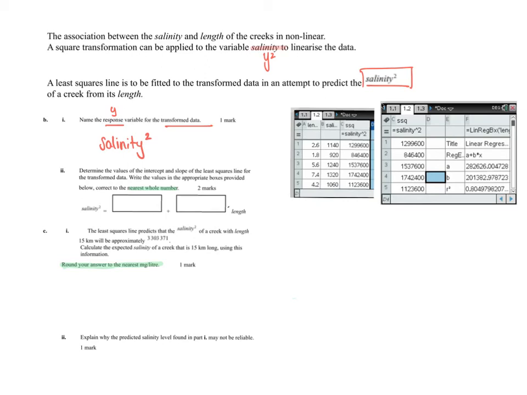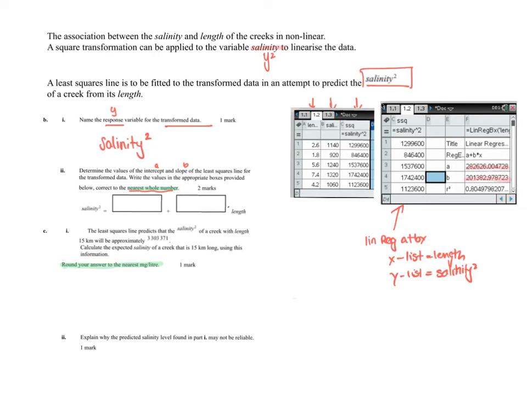Okay, so now it says determine the intercept, which is the a, and the slope, and they've said to the nearest whole number. So what I've done is I've entered in the two lists, length and salinity, and then I've created the squared list. Once we've done the squared list, we do the linear regression, a plus bx. Just remember that the x list is still length, but for the y list you need to pick salinity squared, which is what I've done over here. And now I've got my a value and my b value.